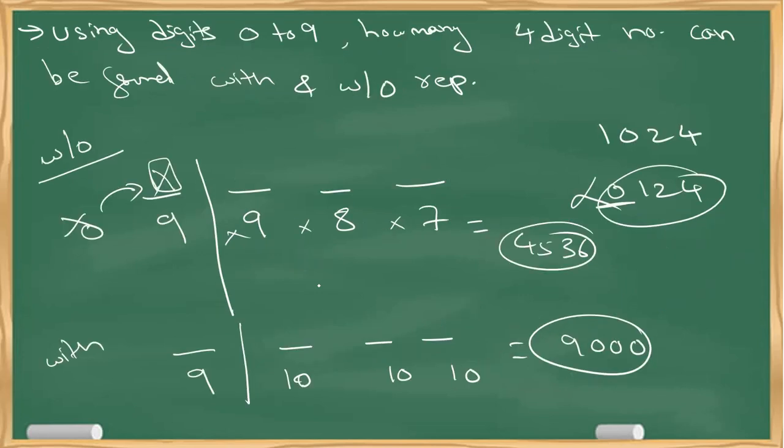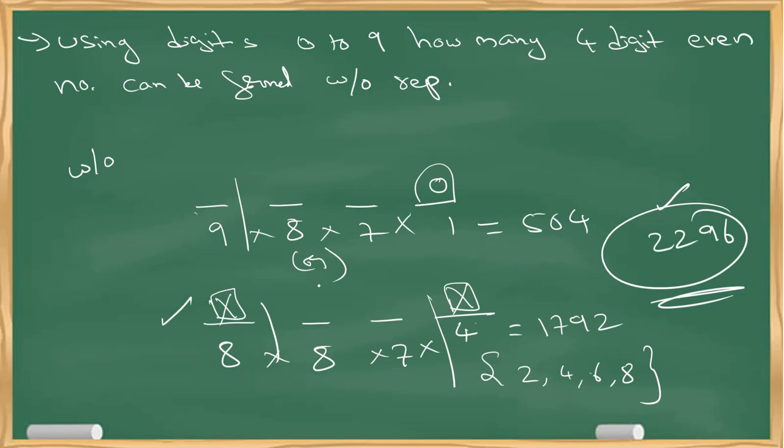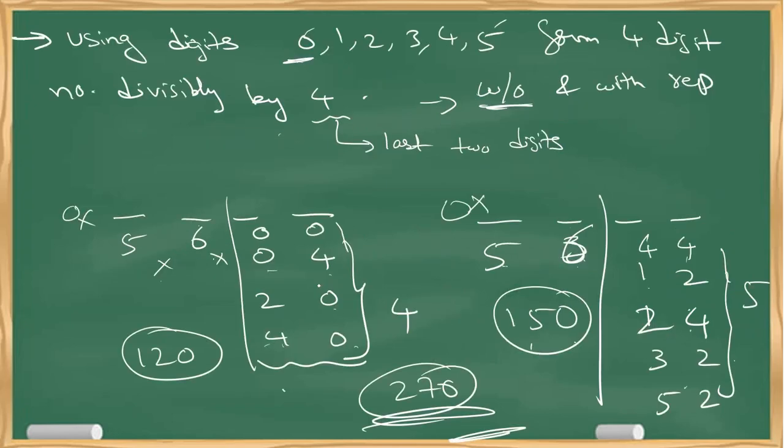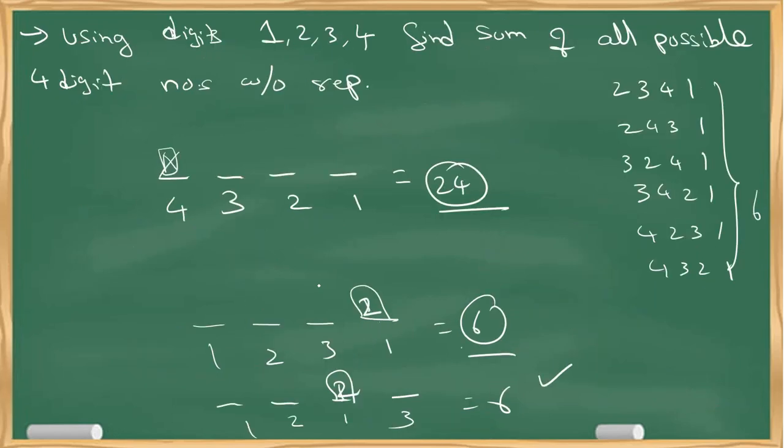So we did this problem for 4-digit numbers with even numbers as well. We did this problem as 2296. We got the answer in two methods: one by fixing 0 at the last position, and one including 0 at the first position and then eliminating it. Then we discussed one more example with divisibility by 4 using digits 0 to 5. Because 0 comes into picture, again we have to ensure 0 should not be there at the first position. So we did it for both with and without repetition as well.